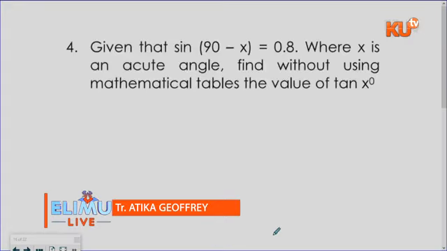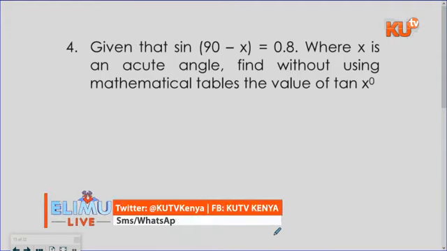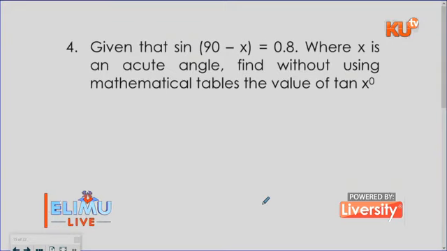There's another example here. Given that sine 90 minus x is equal to 0.8, where x is an acute angle, you find without using mathematical tables the values of tan x. So you can also do this one. You can work out the fourth example, learner, there at home. Just take a photo of this and you'll be good to go, because we have to focus more on the graph. 10 marks. Graphs, 10 marks.